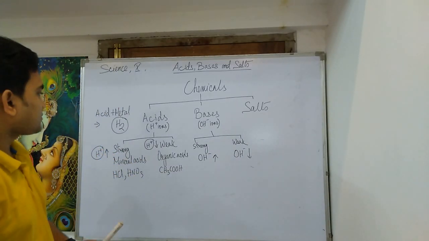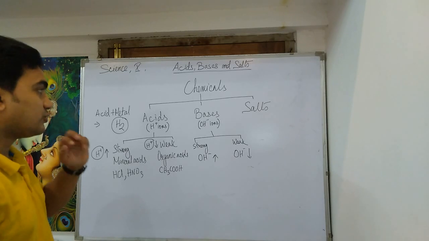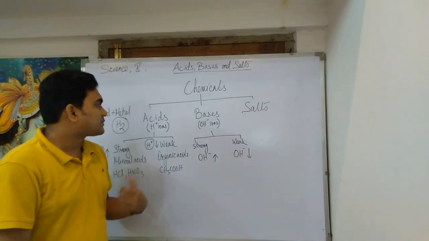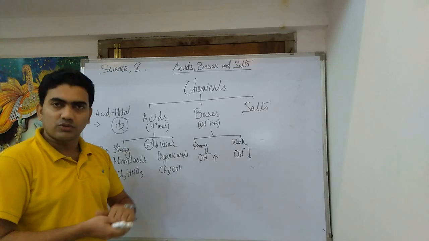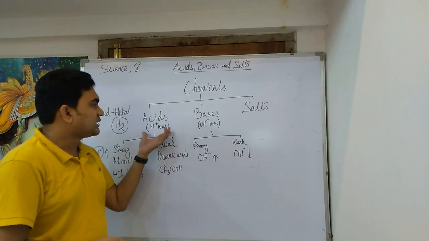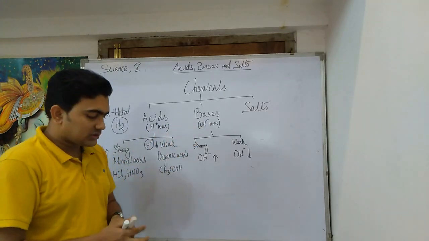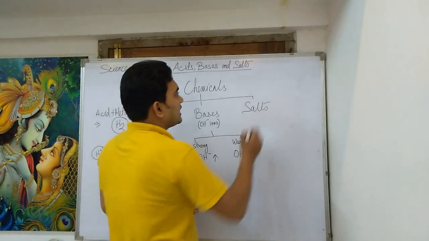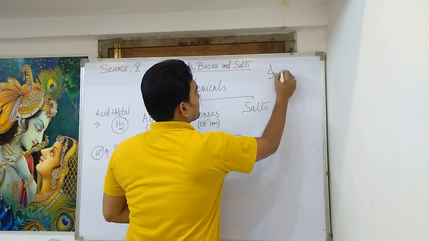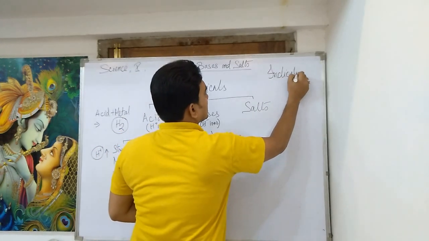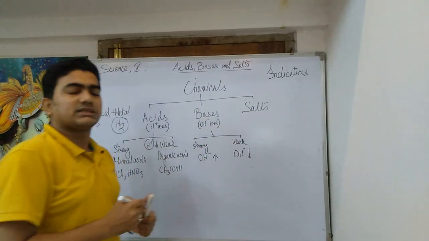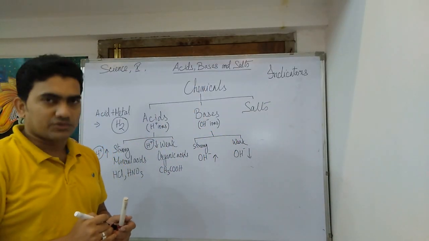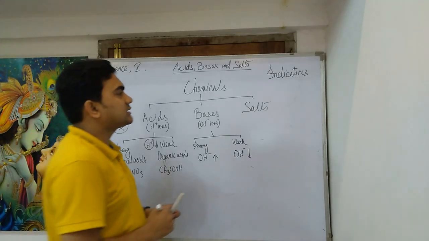So now let us talk about those things that help us detect whether a substance unknown to us is actually an acid or a base. Those substances are called indicators. The substances that help us check whether a substance is acidic, basic or neutral are called indicators.